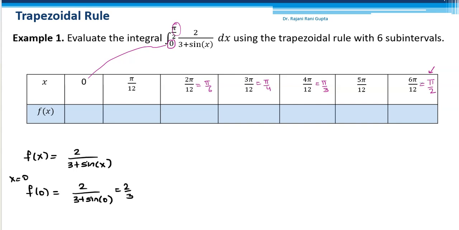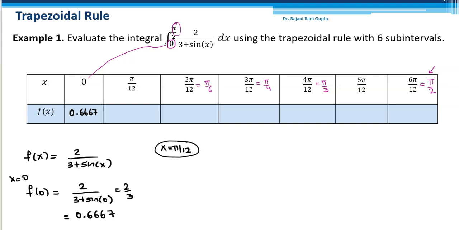Up to you, either you keep, now in these values, it's fine. You can keep it like 2 by 3 or you can use the decimal. It's fine. So you will see that it is 0.66666. So you round it off to 0.6667. Better to take up 4 decimal places. It will give you a more accurate result. Now, let's see what happened when x is pi by 12.